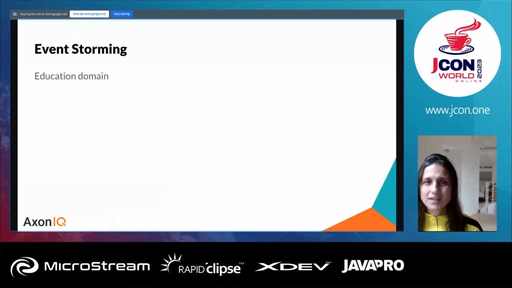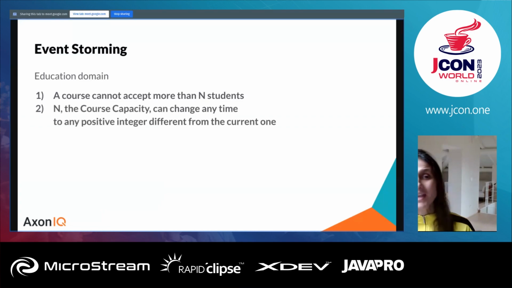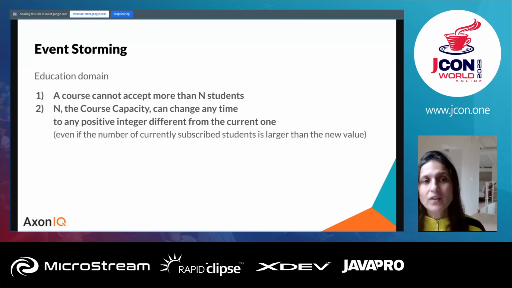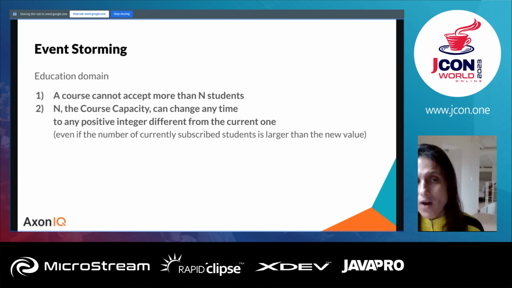To better understand the criticalities of the aggregate, let's simulate a simple modeling exercise using event storming. The domain is the educational domain, and the rules are the following. First, a course cannot accept more than n students. Second, the course capacity can change anytime to any positive integer different from the current one, even if the number of currently subscribed students is larger than the new value. In this case, the course will not be able to accept any new enrollments until a sufficient number of unsubscribes have taken place to ensure that the number of subscribers is once again below the capacity.